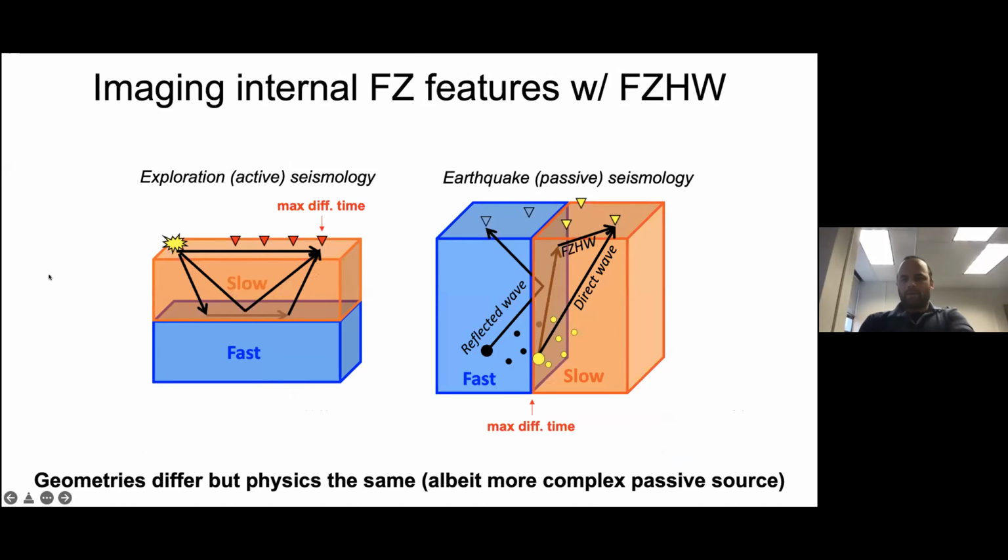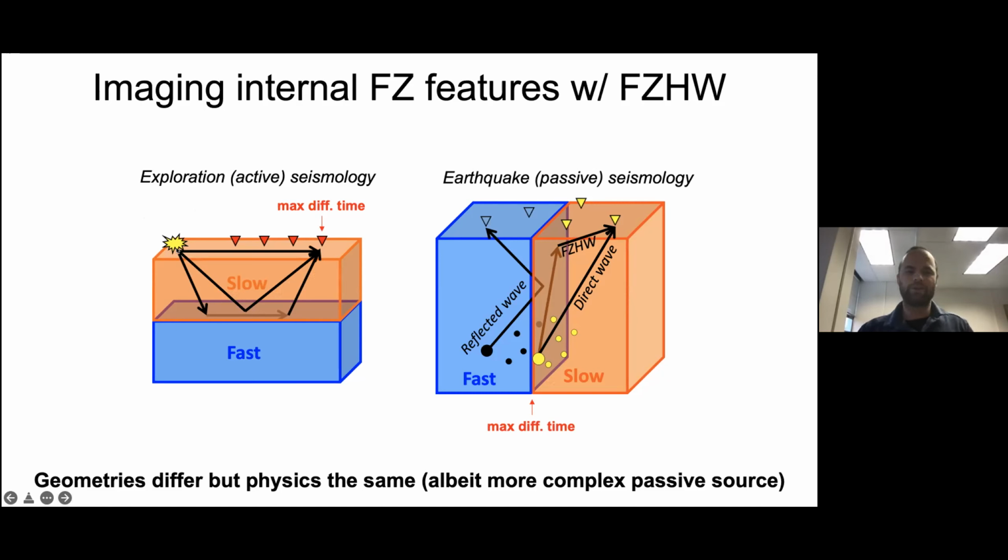And so the topic now becomes fault zone head waves, which is a very specific seismic phase that we can use to inform fault properties at depth at very high resolution. Now, a fault zone head wave is very similar in the physics compared to refraction seismology or head waves that we find in exploration seismology, but you can see the geometry is a little different.